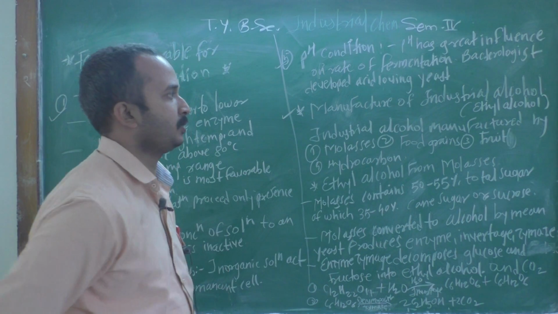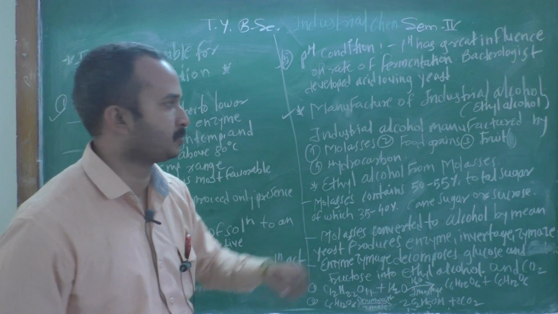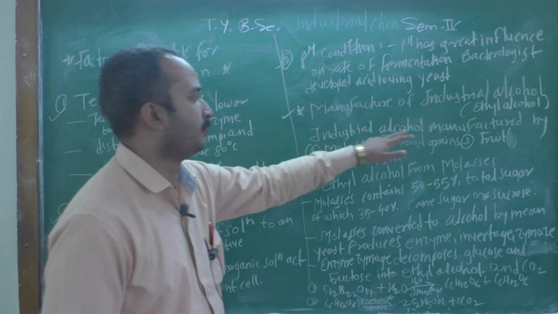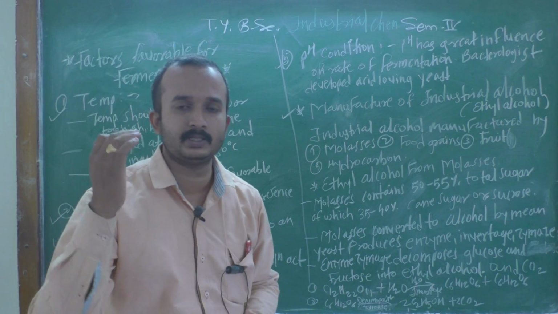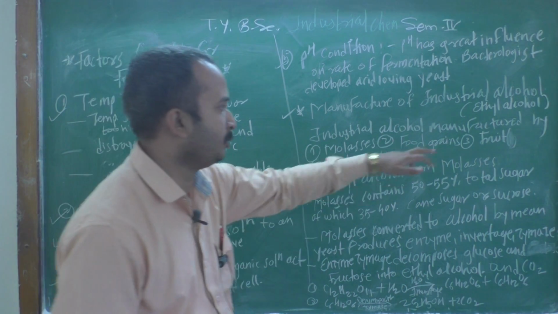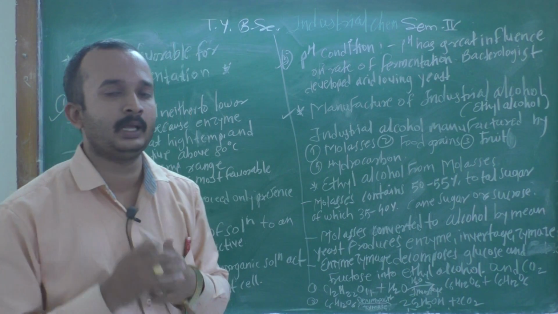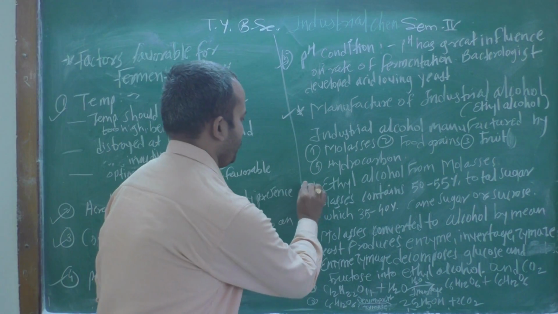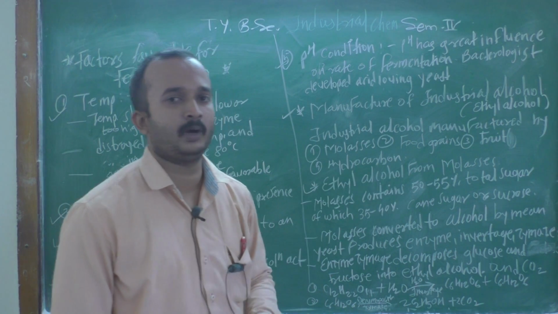The next point is the manufacture of industrial alcohol, that is, ethyl alcohol. Industrial alcohol is manufactured from molasses, food grains, fruits, and hydrocarbons. These are the four starting materials for producing industrial alcohol such as ethyl alcohol. So first we have to discuss the manufacture of ethyl alcohol from molasses.